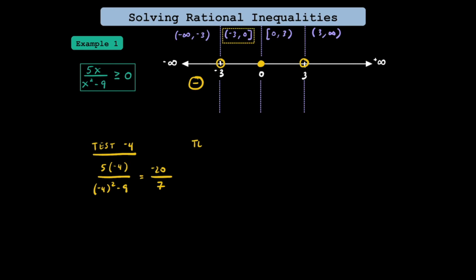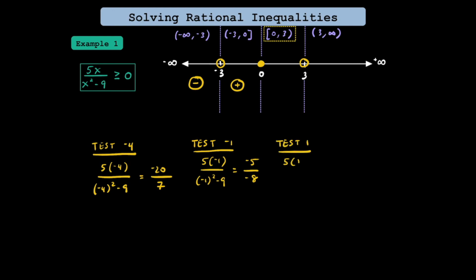Now let's test a number in this second interval. Between negative 3 and 0, I'm going to test negative 1. 5 times negative 1 over negative 1 squared minus 9. 5 times negative 1 is negative 5. Negative 1 squared is positive 1, minus 9 is going to be negative 8. Negative 5 divided by negative 8 is going to be a positive, so we know everything's going to be positive in this interval.